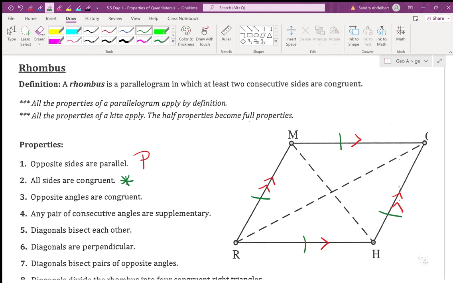Opposite angles are congruent. Parallelogram or new extra special feature? James. It is a parallelogram. So that means the big R is congruent to the big O, and the big M is congruent to the big H.